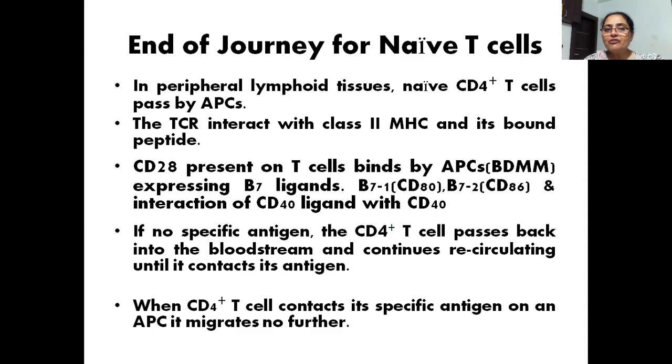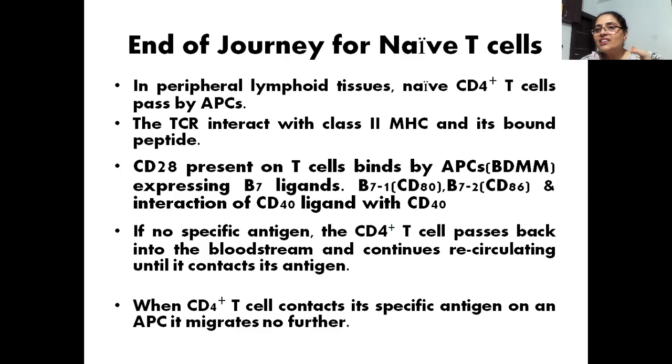If no specific antigen is there, then CD4 positive cells, I have told you what is positive selection. It is also in the first part of my T cells video. If you want to know what is CD4 and positive selection, please go to that video also. Here we will talk about CD4 cells that do not come in contact with any specific antigen. Then these CD4 cells pass back into the bloodstream and continue recirculating until they come in contact with the antigen.